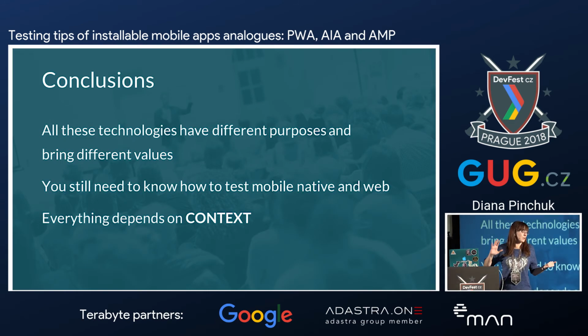And conclusions. All these alternatives are different, and probably some new ones will arrive soon. Some of them can fully substitute your app, some of them cannot. They could be a very good help for your mobile applications, but you still need to know how to test both mobile and web, because you cannot just switch to web and hope that native features will work. You cannot test just the native features and hope that web features will work. And again, everything depends on context.